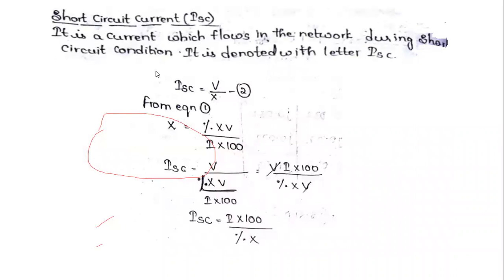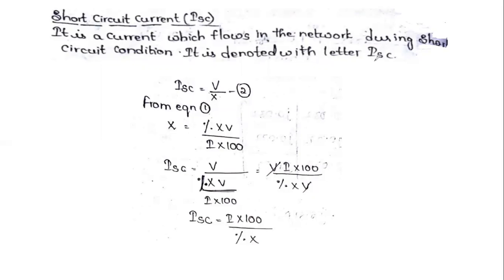Next, what is the formula for short circuit currents? It is the current which flows in the network during short circuit conditions. During the short circuit, the amount of current flowing through the circuit is denoted by the short circuit current, ISC.